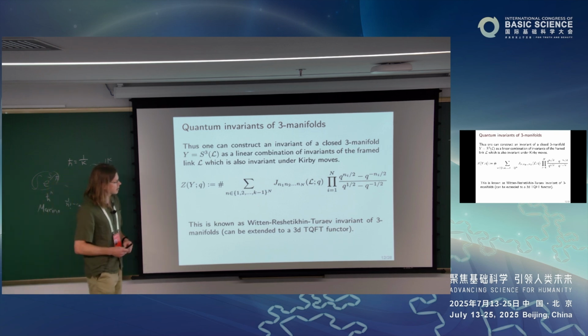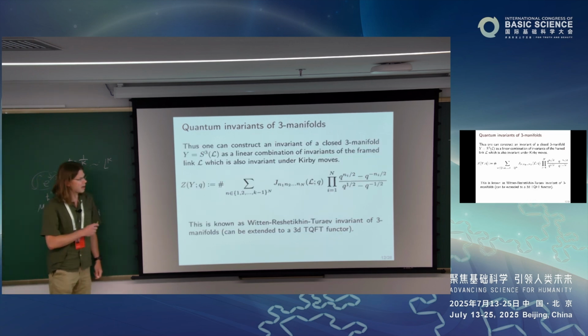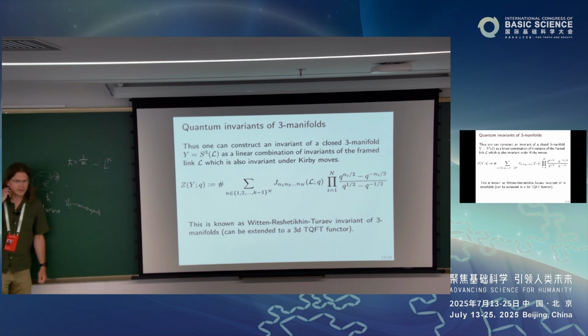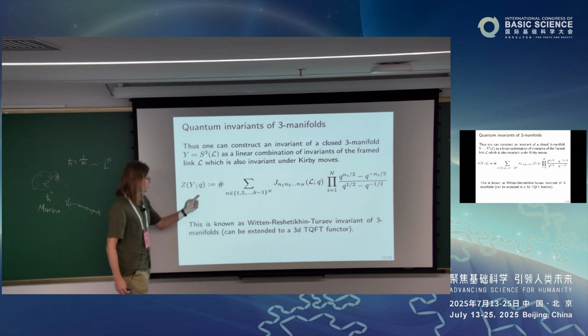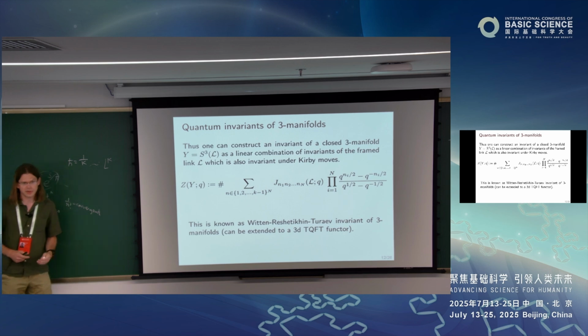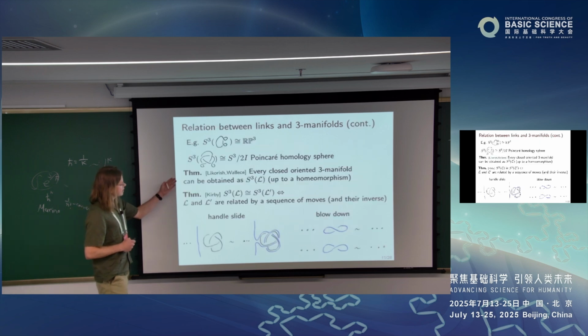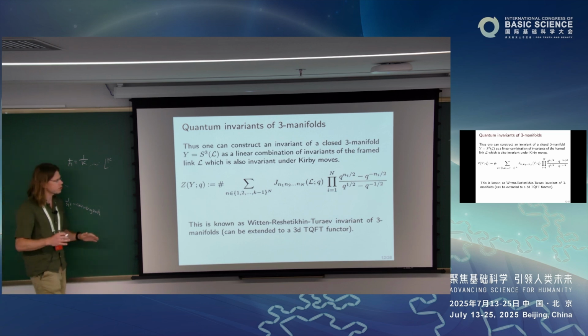And moreover, this invariant of three-manifolds can be extended to a 3D TQFT functor. So this was a brief mathematical review of quantum invariants of links and three-manifolds. Any questions? Again, for a choice of root of unity q, we get a complex number for a closed manifold. And as one can see from this definition, the metric of the three-manifold doesn't enter in any way. So it's a purely combinatorial, topological definition.